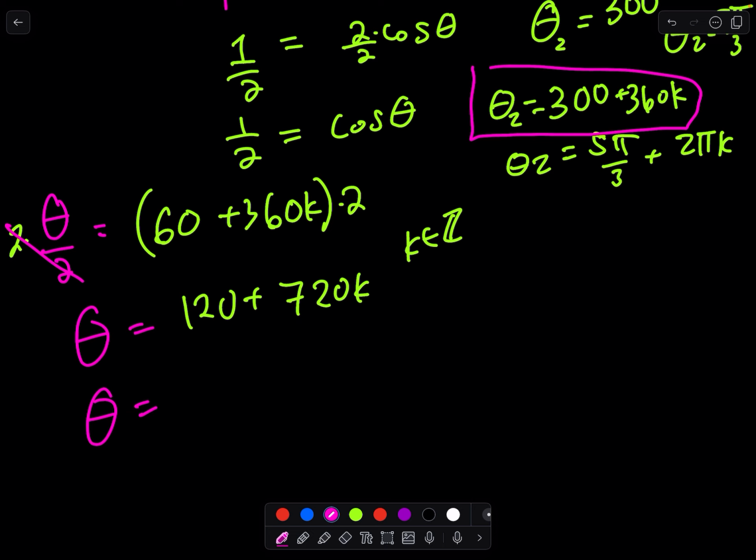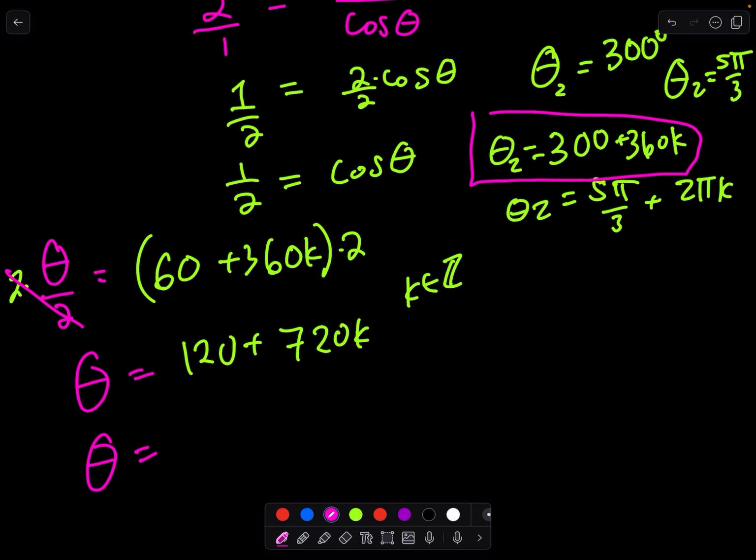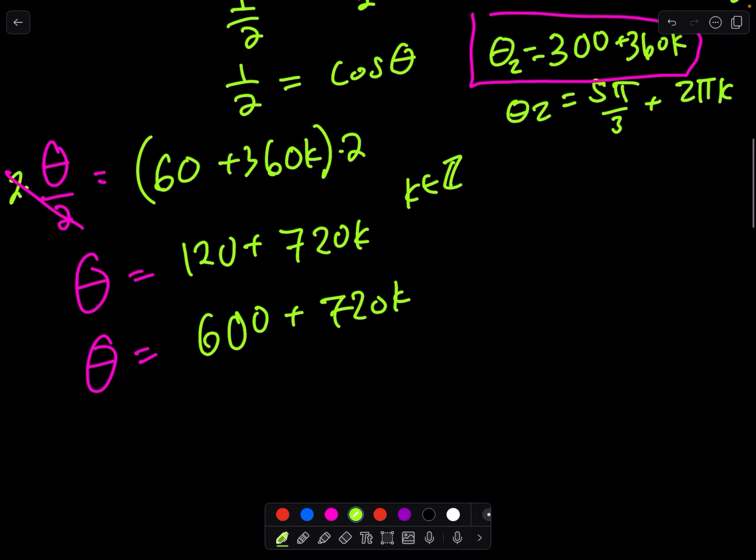Similarly, for our other answer, if we multiplied both sides by 2, we would have 600. I'm taking this theta over 2 answer, I'll multiply the 300 by 2, and then I'll also have my multiples of 720k. Now I'm going to hack this down. 600, that's winding around the axis multiple times. Let's hack that down by 360. That'll be 240 plus 720k.